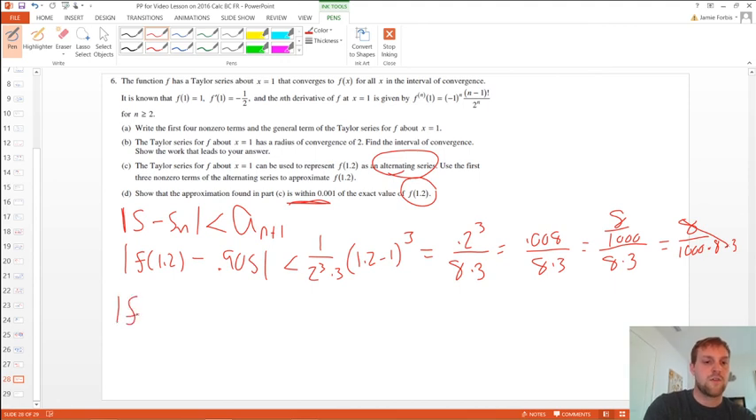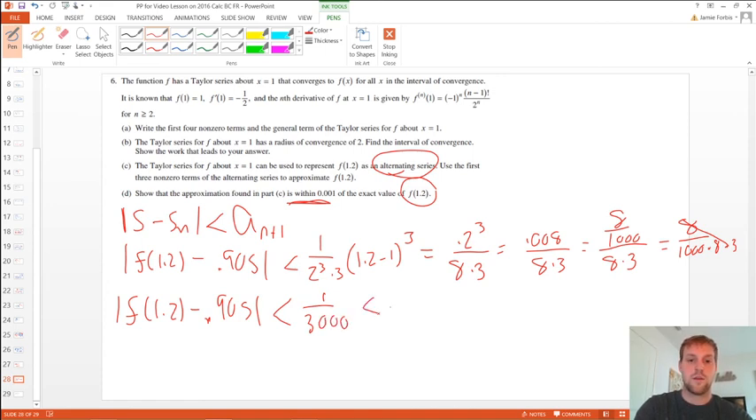So I got that f of 1.2 minus 0.905 is going to be less than 1 over 3,000, so that approximation is off by no more than 1 over 3,000, which is less than 0.001, because 0.001 is 1 over 1,000, which is greater than 1 over 3,000. So we just showed it. Okay. So that was just an error bound. An error bound is not going to be on the final exam, but it is just part of the curriculum. So I figured we'd go over it.